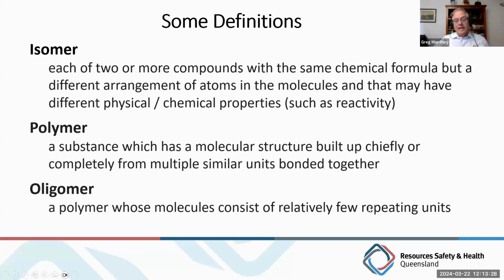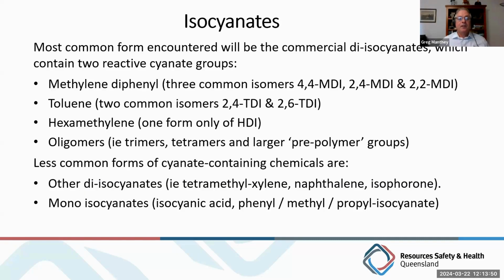Isocyanates, just some articles I was looking at within the last couple of days. Isocyanates are still recognised as probably the most common cause of disease from prolonged exposure, and still a leading cause of work-related asthma. So hazardous. The most common form of isocyanate that is encountered commercially are the di-isocyanates. As the term suggests, they have two reactive groups in the basic molecule.